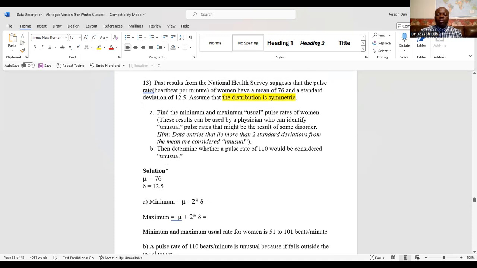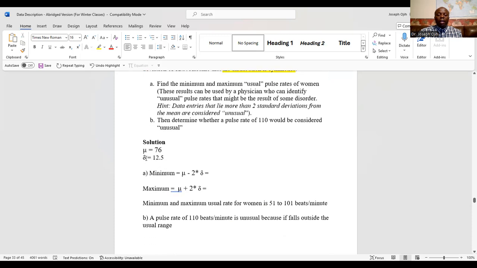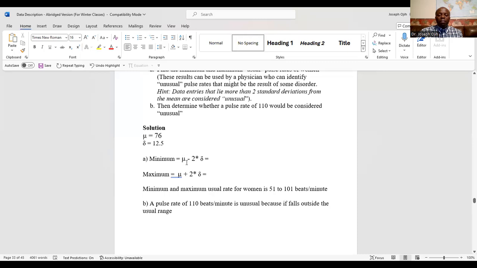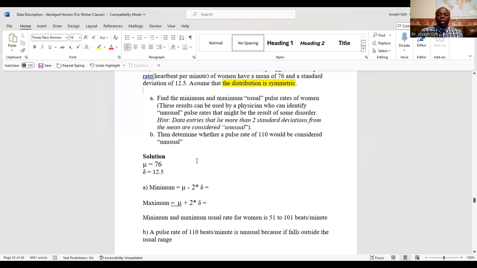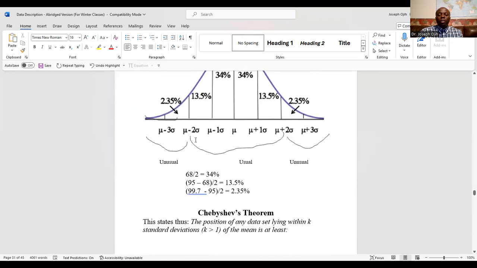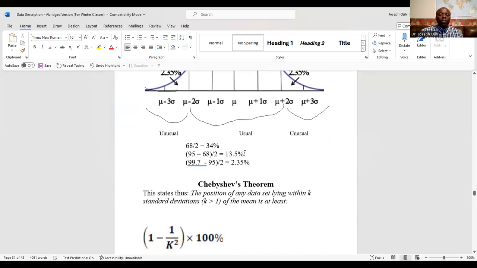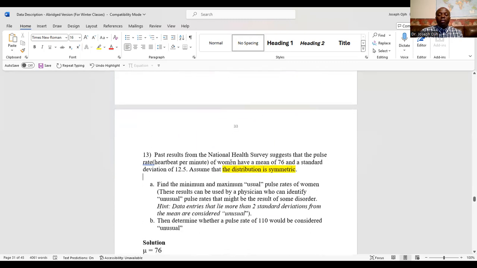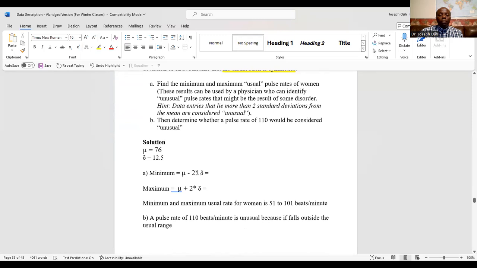So the first thing is to write out your mean. You say that the mean is 76 and the standard deviation is 12.5. So we get the minimum value and the maximum value. To get the minimum value, we use this formula here: mean minus 2 times standard deviation. Why do we use 2 here? Because I told you a few minutes ago that when it is within 2 standard deviations, it is considered the usual rate. So that's why we use 2 standard deviations here, because data entries that lie within 2 standard deviations are considered usual.